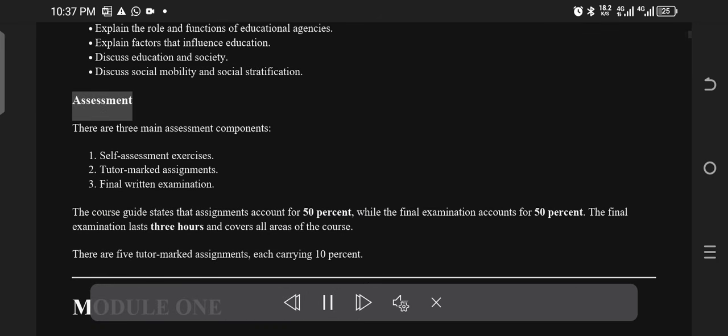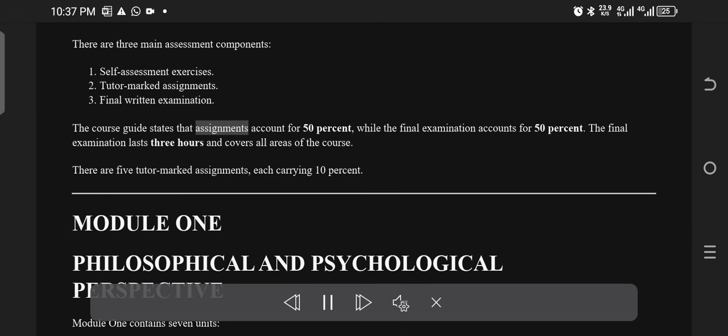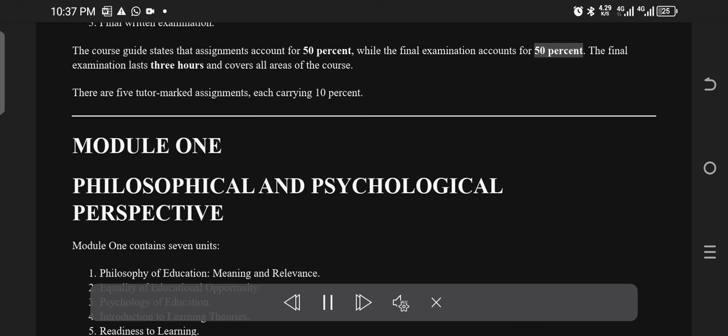Assessment. There are three main assessment components: self-assessment exercises, tutor-marked assignments, final written examination. The course guide states that assignments account for 50%, while the final examination accounts for 50%. The final examination lasts 3 hours and covers all areas of the course. There are 5 tutor-marked assignments, each carrying 10%.